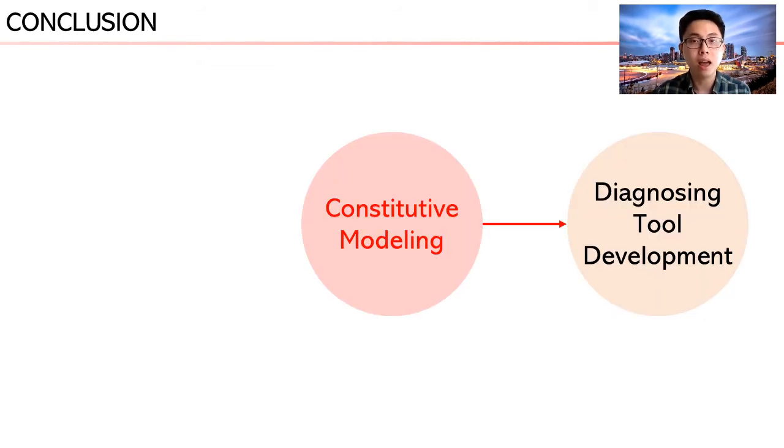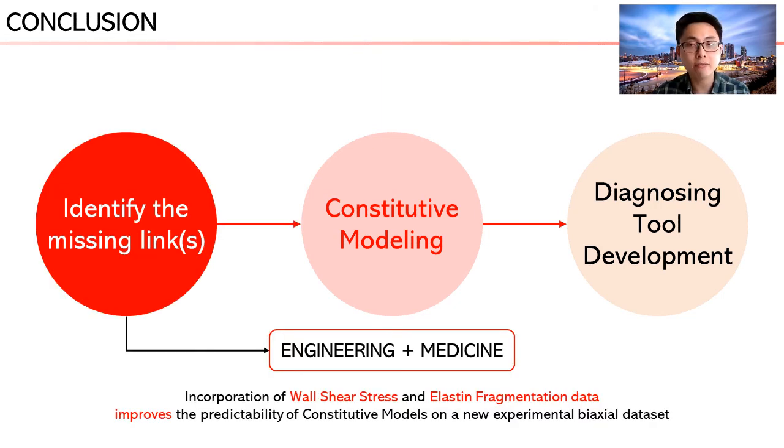In conclusion, constitutive models play an important role in the pipeline of developing a new, more accurate diagnosing tool. But taking a step back and finding the missing link is also important. In this research, by combining engineering and medicine approaches, specifically incorporation of wall stress and elastin fragmentation data, we can improve the predictability of constitutive models on a new experimental data set.